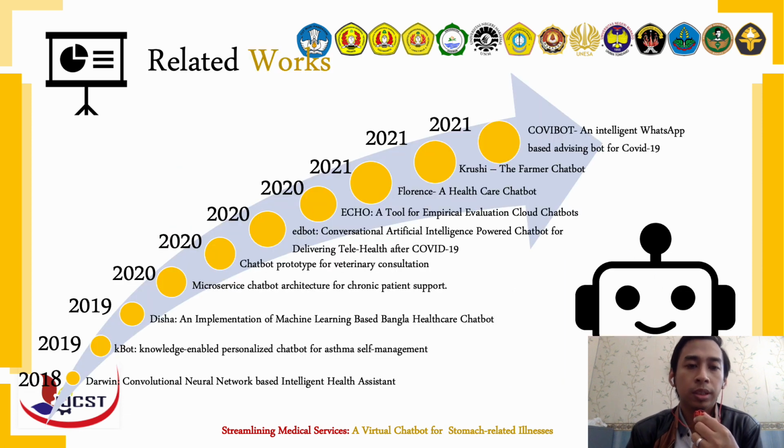For the related works, we have maybe 10 research papers from 2018 until 2021, like Darwin, Keyboot, and Disha, the Microsoft Survey Chatbot, an architecture for chronic patient passport, and there are Edbot, Eco, Florence, and several other chatbots that solve several problems in the world.